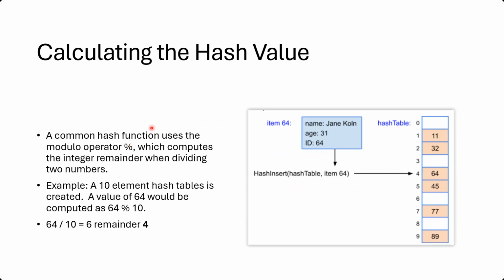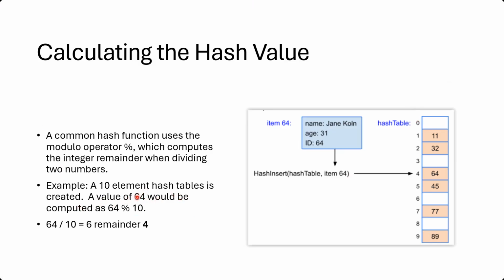So what are we doing with this? We have our 10 elements. Remember, elements are numbered from 0 to 9. So it's a 10 element hash table. We're looking to hash a value of 64. So how do we do this?